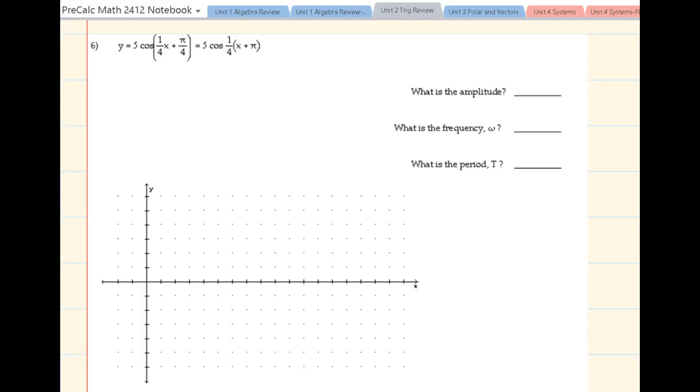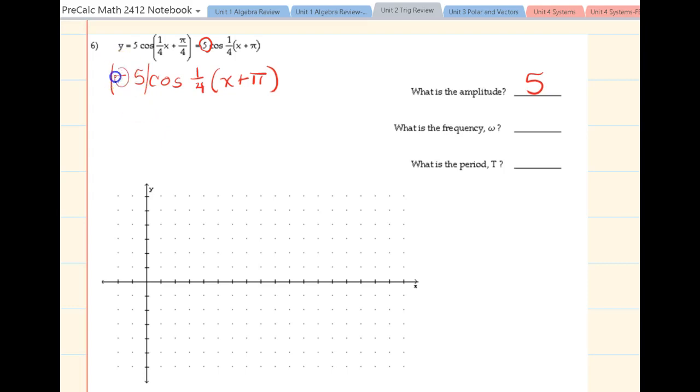Let's go over graphing a trig function. So the very first thing I'm going to do is to notice the amplitude. Notice if this was a -5 cosine of whatever, we would still say that the amplitude is a +5. And that's because amplitude will always be the absolute value of this number.